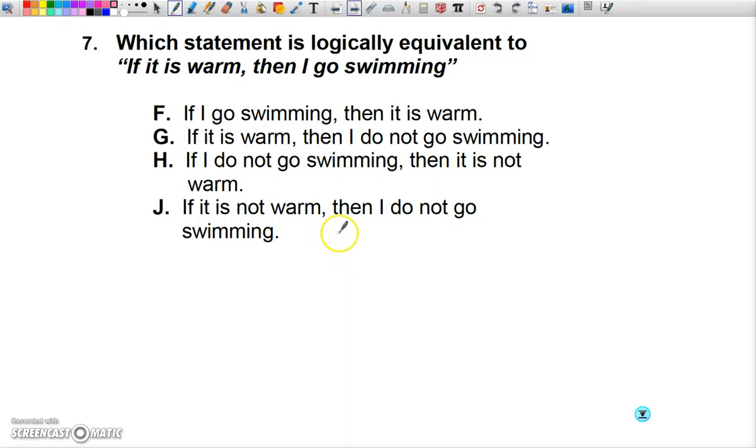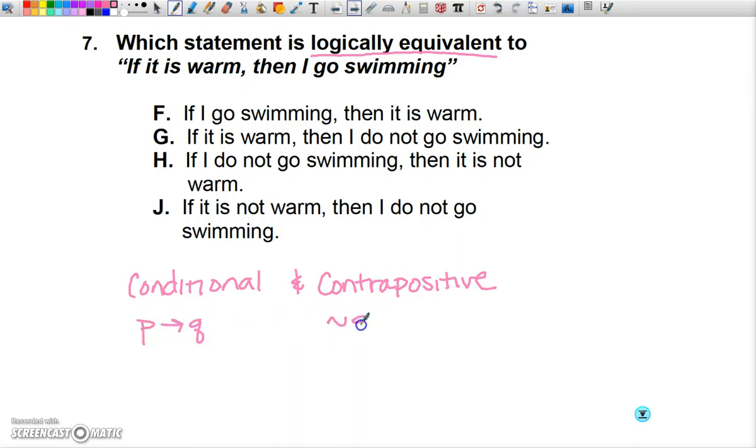All right, and then number 7, which statement is logically equivalent to, if it is warm, then I go swimming? And remember from that beginning, it's on that side of the paper, it says the logically equivalent would be your conditional and contrapositive. So conditional and contrapositive. Conditional being P implies Q. Contrapositive is not Q, implies not P. So switch and negate. If it is warm, so it is warm needs to come second, and then I go swimming needs to come first, and it needs to say not.